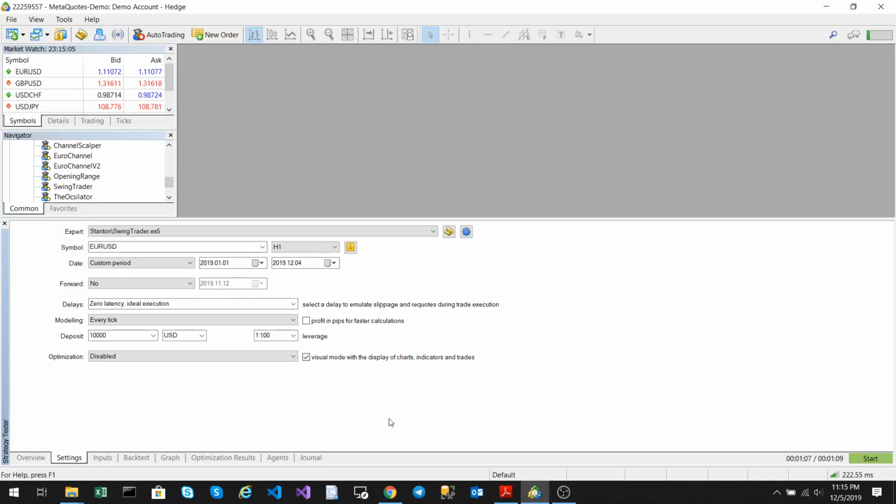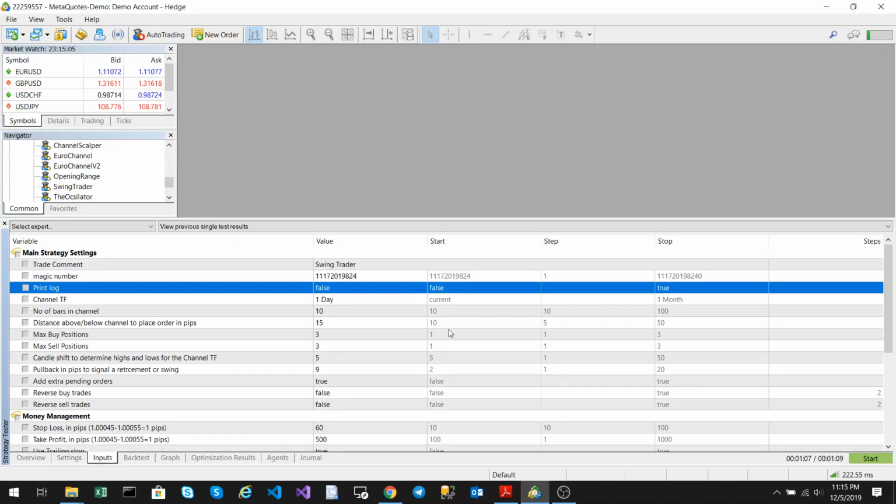Okay, so let's go into the algorithm. Looking at the inputs, you can see the first inputs are the trade comment and the magic number. And also, if you want to print out the logs or any sort of errors, you turn this to true. The channel time frame is the time frame it looks at to see which highs and lows for that time frame. Then the number of bars, so it looks at the channel time frame and the number of bars to determine the highs and lows. The distance above and below the channel to place orders in pips: we place pending orders as well, and this determines how far away from the actual trade to place the pending order.